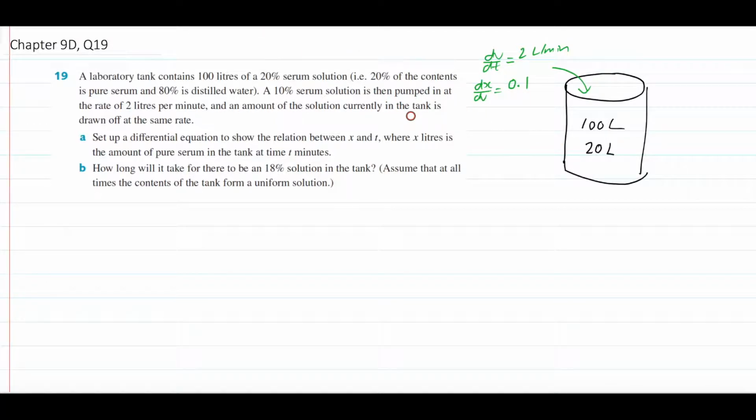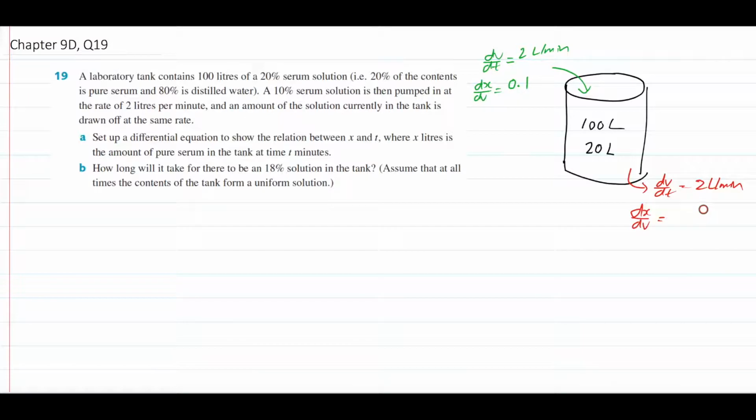Okay, now the outflow. Let's keep reading: an amount of the solution currently in the tank is drawn off at the same rate. Well, it's drawn off at the same rate, meaning the dV/dt outflow is also 2 liters per minute. Now you also want to find your dx/dV, which is the concentration outflow. Now how would you go about this? Well, I've also made a topic video on how to go about these kinds of difference of rates questions, so make sure you check that out if you don't understand what's happening here.